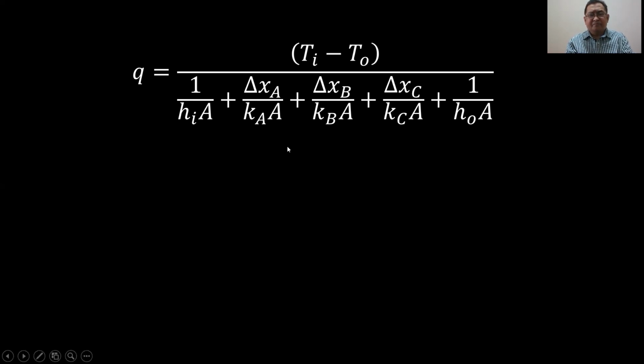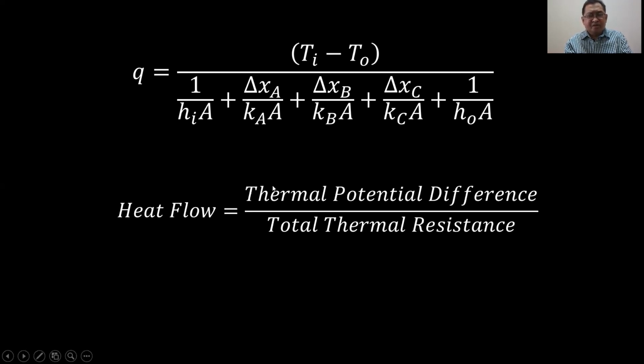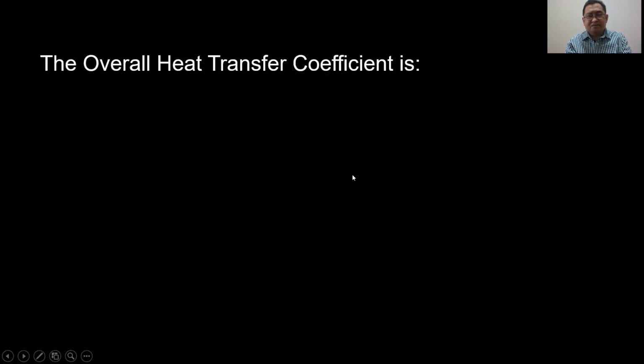So this will be the resistance of heat transfer due to convection in the inside air, and this one will be for the outside air, and this one is for the composite wall section A, wall section B, and wall section C. So heat flow is the thermal potential difference divided by the total thermal resistance.